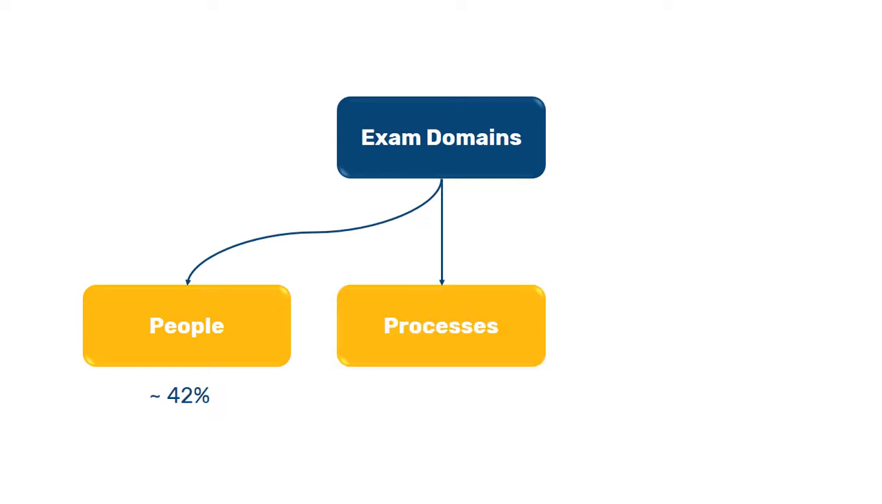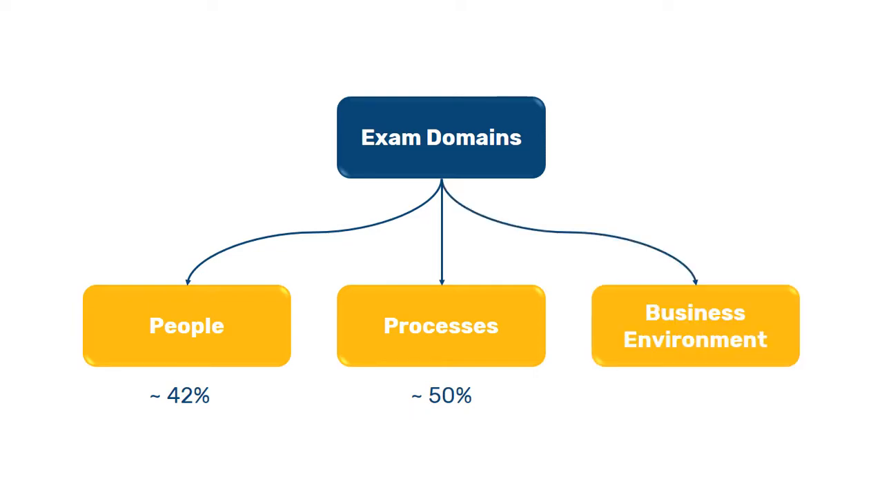Next one is the processes. This domain makes up 50% of the exam questions in the PMP exam. This domain reinforces the technical aspects of successfully managing projects. And the last one is the business environment, which makes up 8% of the exam questions. This domain highlights the connection between projects and organizational strategy.